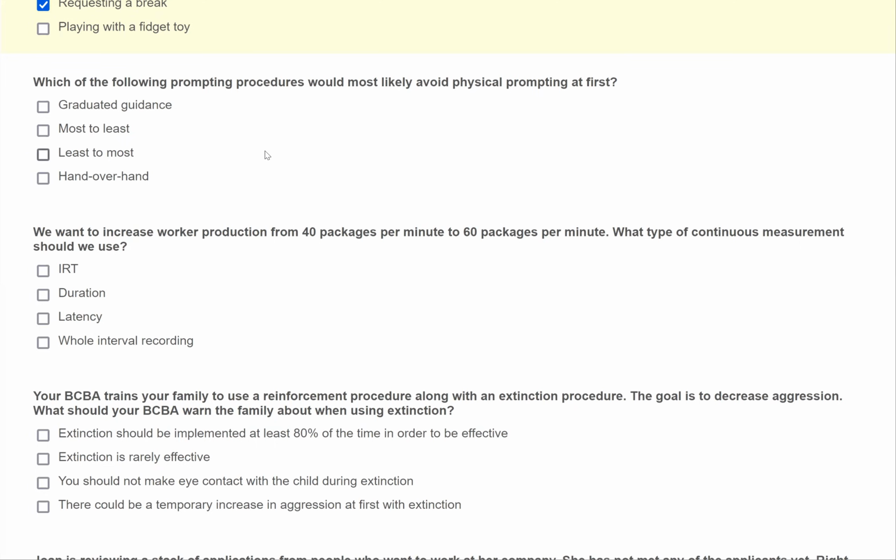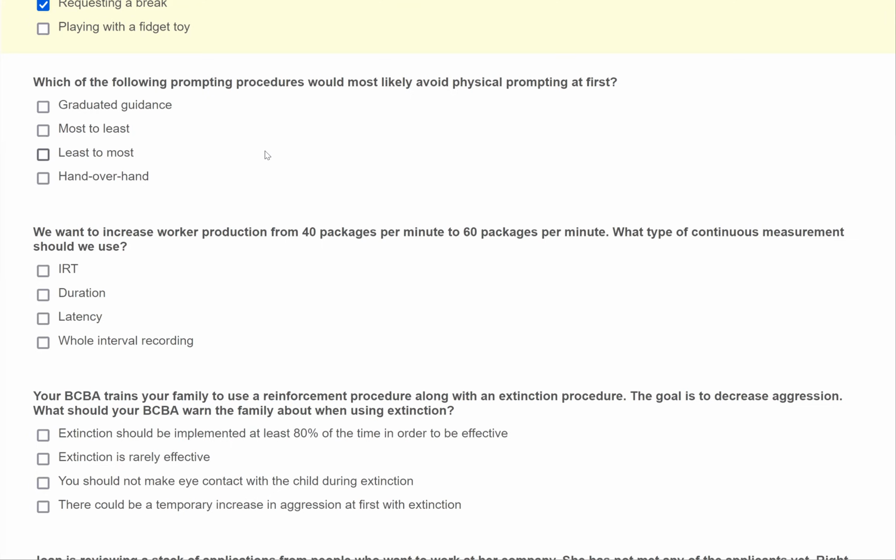B, most to least. When we're using most to least, what are we doing? We're trying to use the most intrusive prompt first. And in our prompt hierarchy, what is the most intrusive prompt? It's going to be a physical prompt. So you are quite likely to use physical prompting at first if you're using most to least, not avoid it.